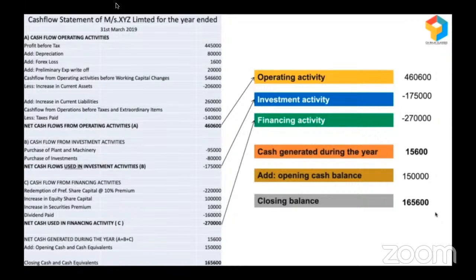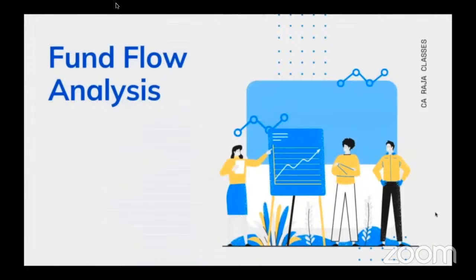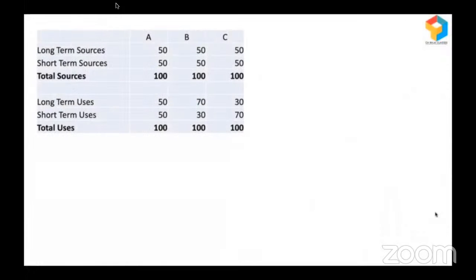Okay, and I'll take some more minutes, some 3 to 5 minutes, to explain fund flow analysis. I need your participation here. Look at this. There are 3 companies A, B, C, and you have information about their long-term sources and short-term sources, total sources. You have information about their long-term uses, short-term uses, and total uses. I want you to digest this information. Spend some time and then identify which company is in trouble here. Is it company A or company B or company C?